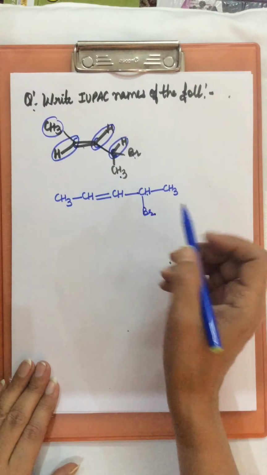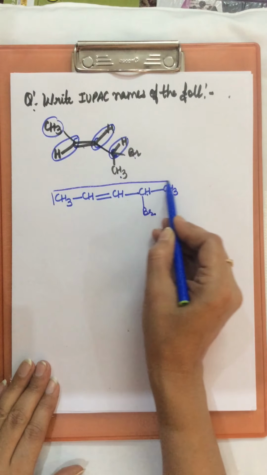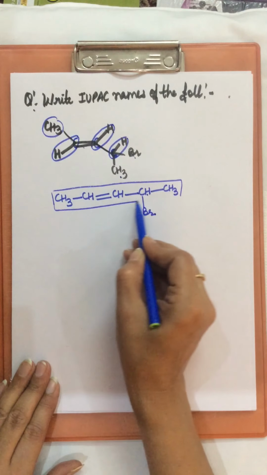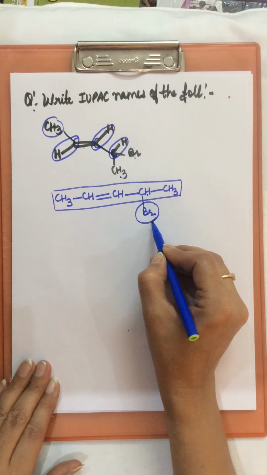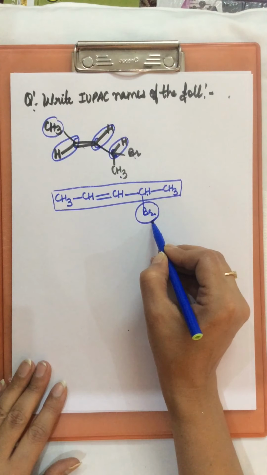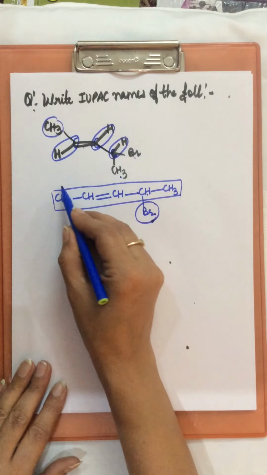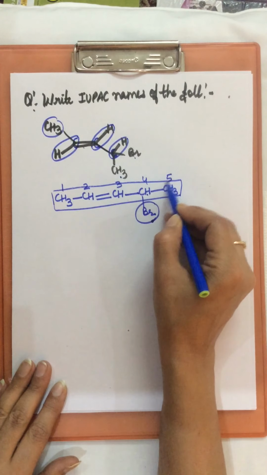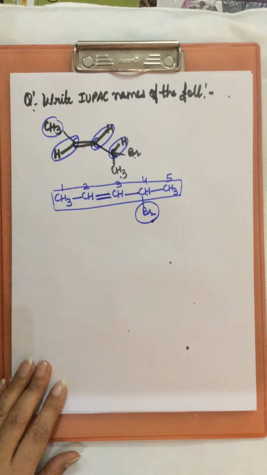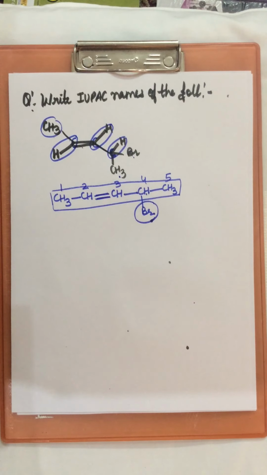name. Now we know the rules for writing. This is the parent chain and this is a substituent. Now we have to number the chain from that side, which will give the lowest number to the multiple bonded carbon atom. So from left side we'll number this chain.